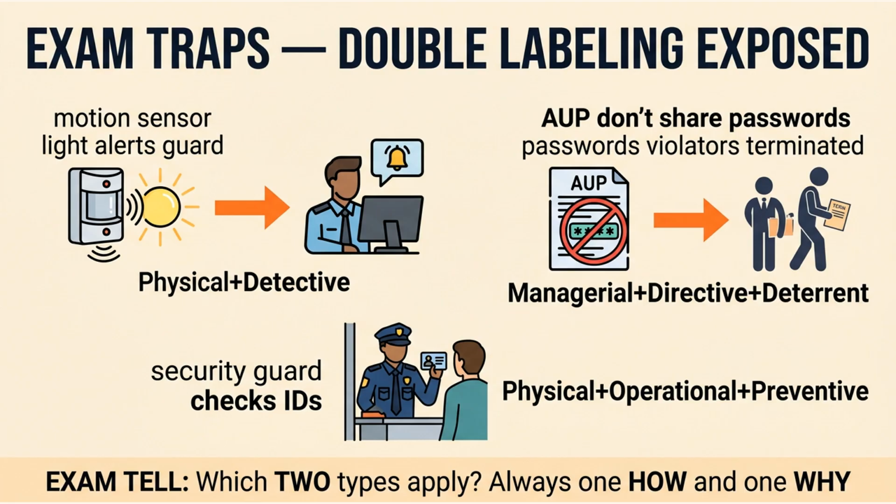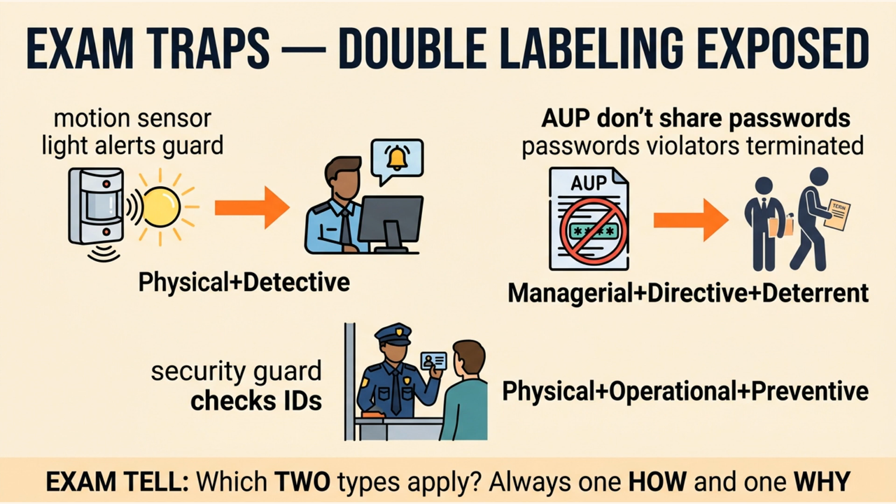Let's expose CompTIA's favorite trap, double labeling. This alone gets you 3 extra questions. Memory trick. Ask 2 questions. Can I touch it? That's how. Physical, technical. What does it do? That's why. Does it block, discourage, find, or fix? Block equals preventative. Discourage equals deterrent. Find equals detective. Fix equals corrective.